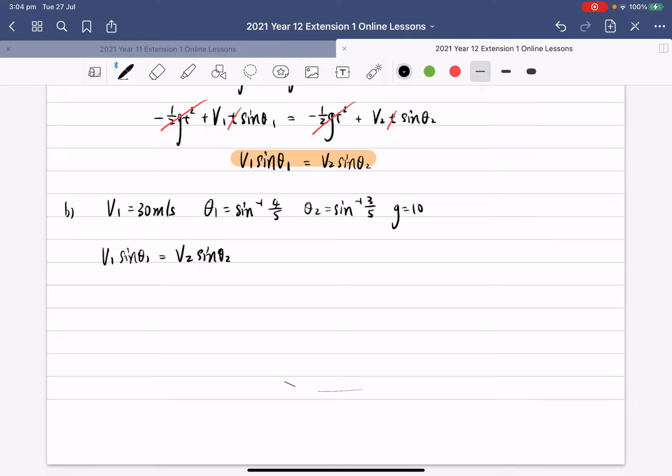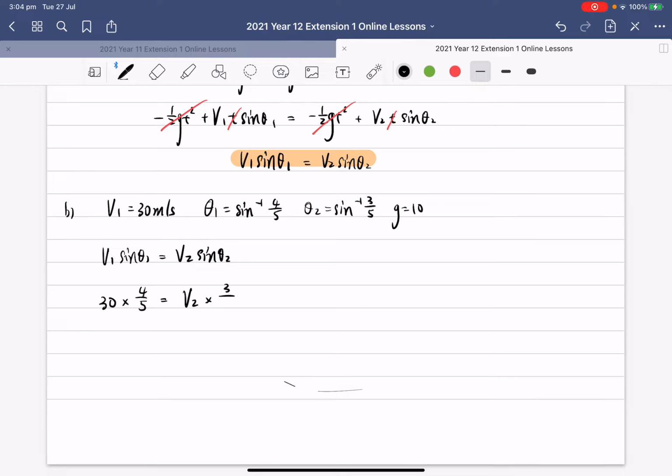We can actually substitute everything we know. So V1 is equal to 30 times sine theta 1. If you move this over, sine theta 1 is just equal to 4 over 5. So 4 over 5 is equal to V2, which we don't know.